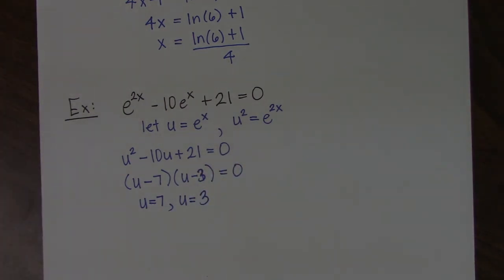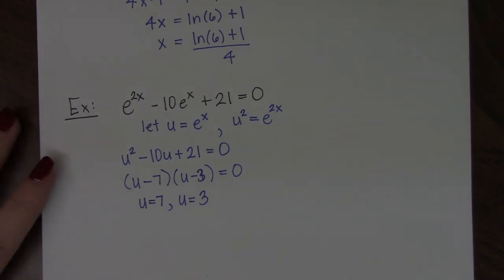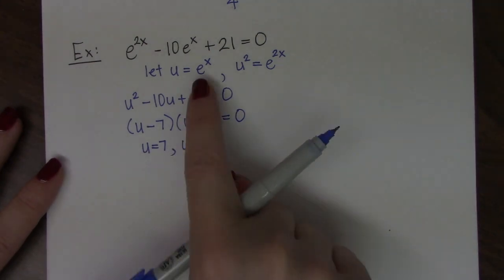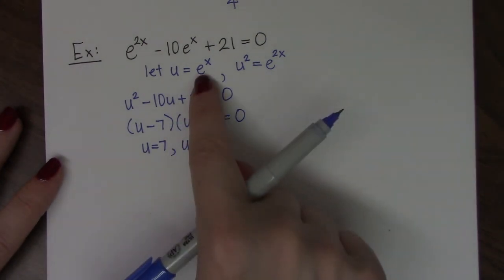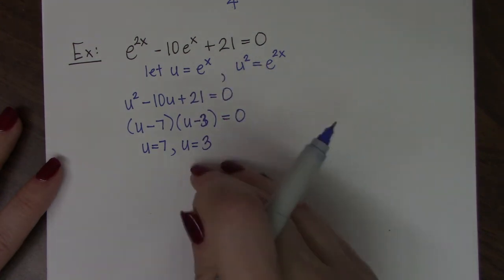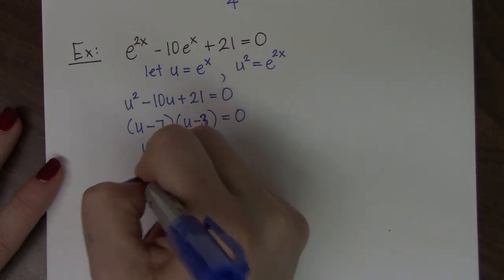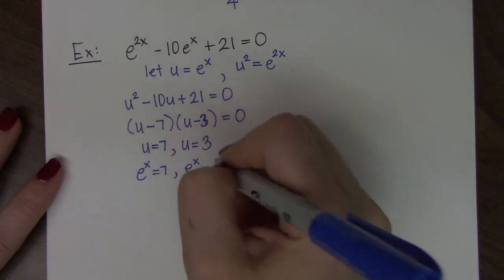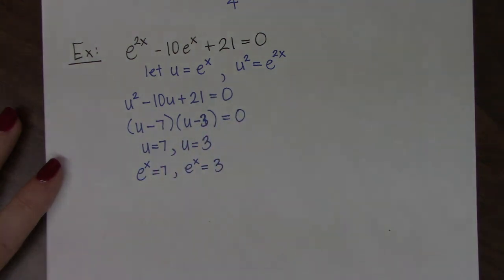And this is not my final answer because I want to know what x equals, not what u equals. So now I can go back and replace u with what it was standing for, right? u is just a placeholder to get us this far. So this means e to the x equals 7 or e to the x equals 3.